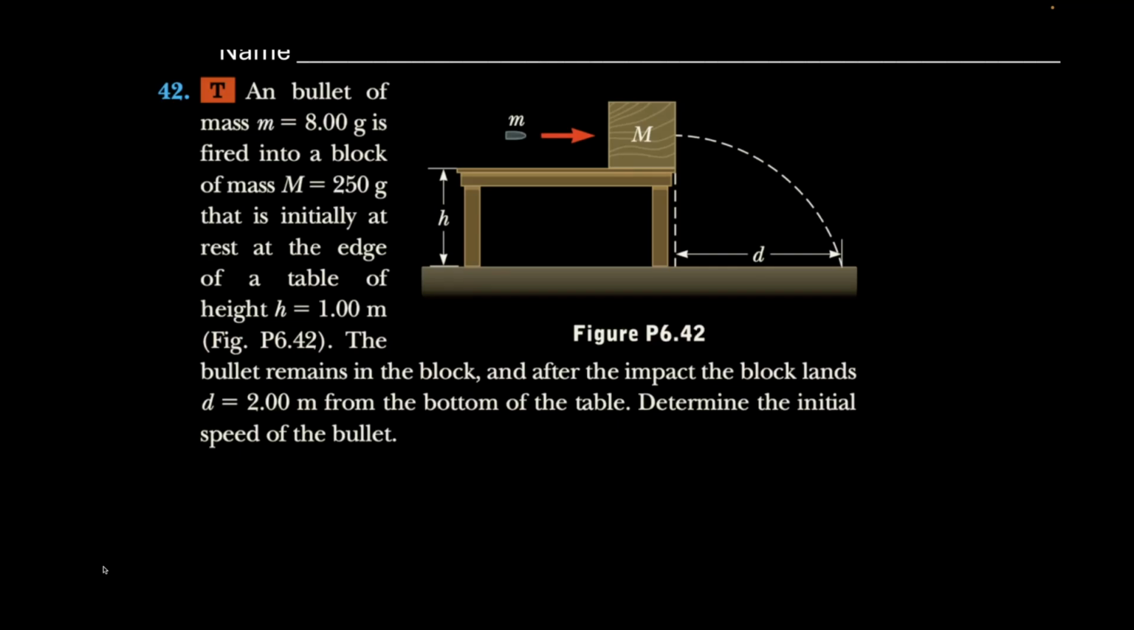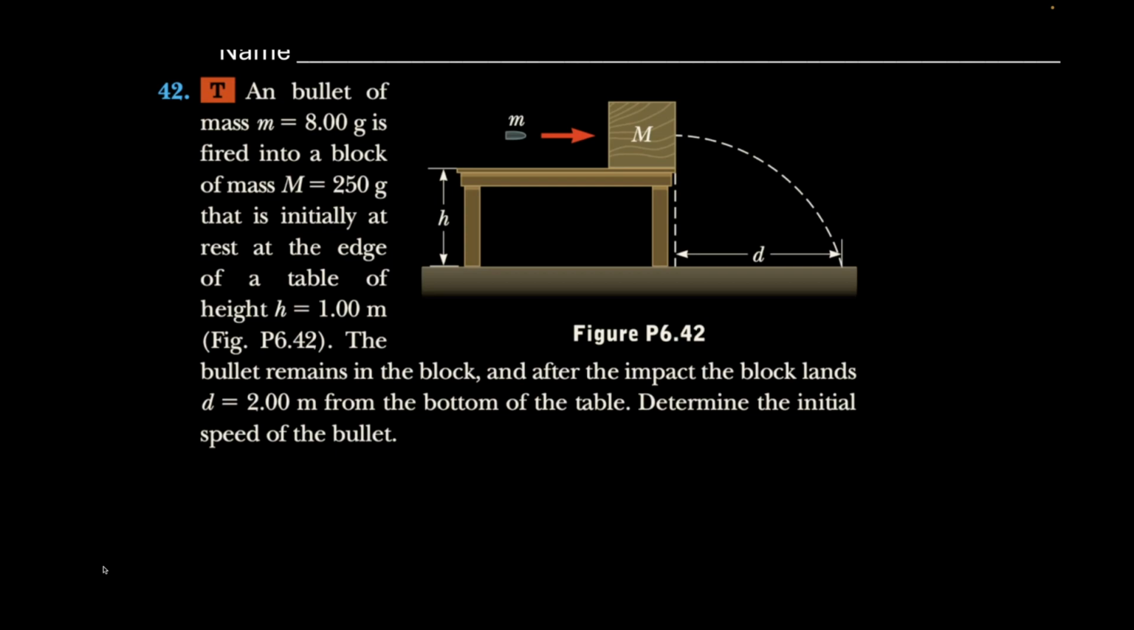Question number 42 combines conservation of momentum and projectile motion. And in fact, what we're going to do is solve it backward. So if we're going by the data, we have a bullet that embeds itself in a block M, which is much more massive than the bullet, but we still have to account for the mass of the bullet when it's inside the block.